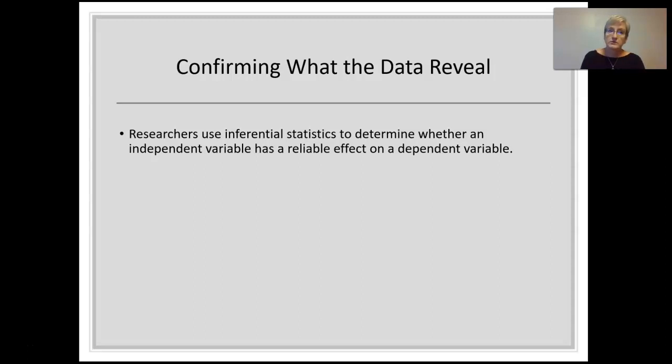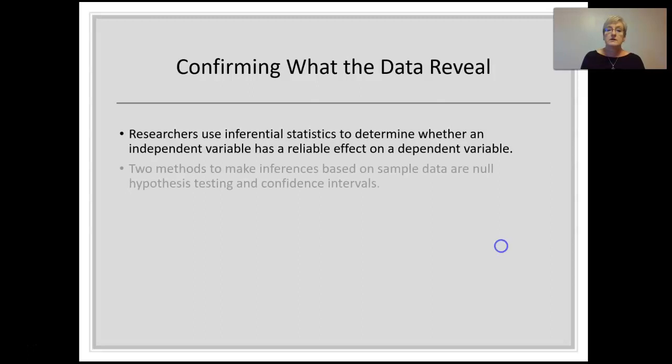So in between groups designs, we want to determine whether or not our manipulation of an independent variable that we're interested in has some kind of reliable effect on a dependent variable that we've measured. So we use inferential statistics to essentially answer that question.